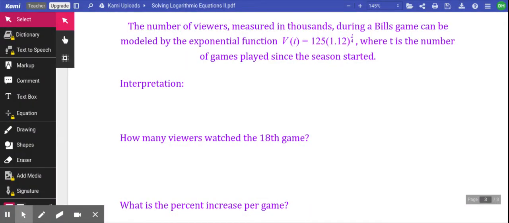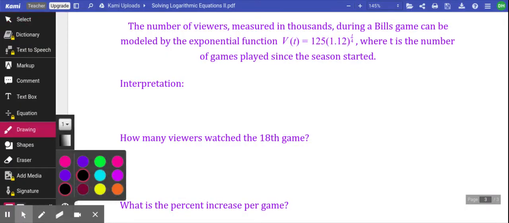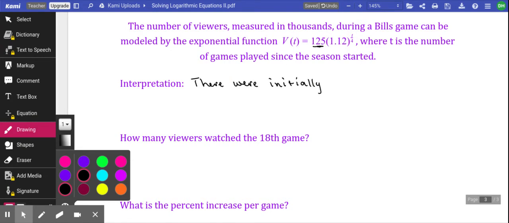What is our basic interpretation of this? Okay, first thing, let's address the 125. That's your initial amount. So we'll say there were initially 125,000 fans, or I should say viewers, for the first Bills game. We'll say for game number 1 at the beginning of the season.